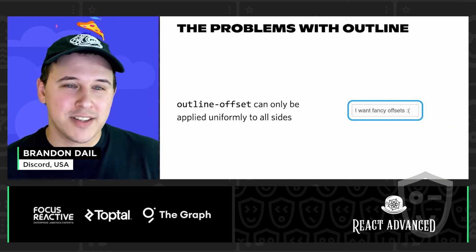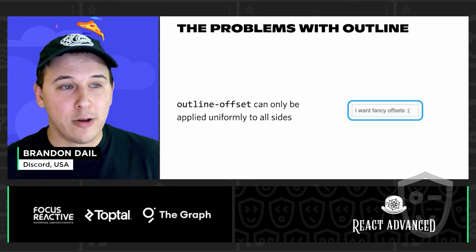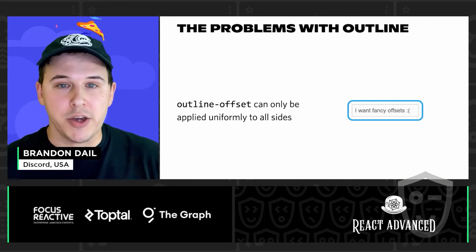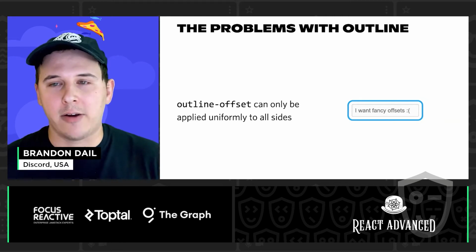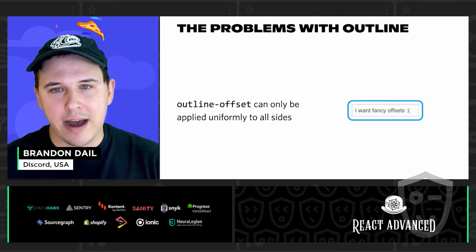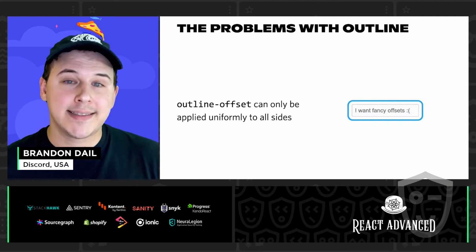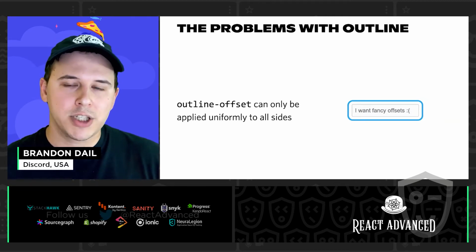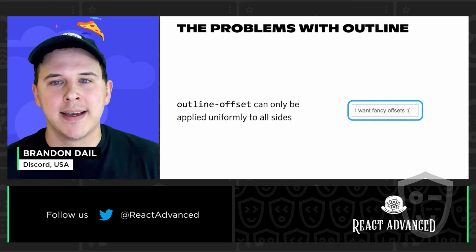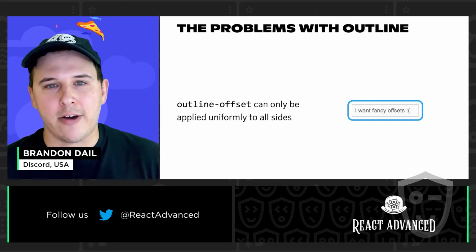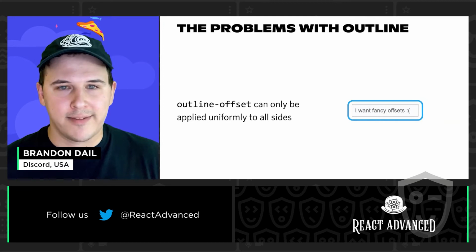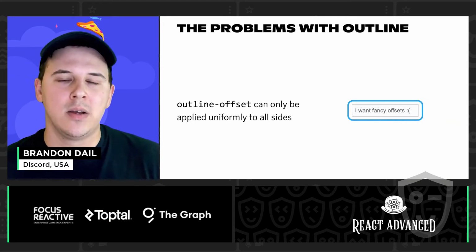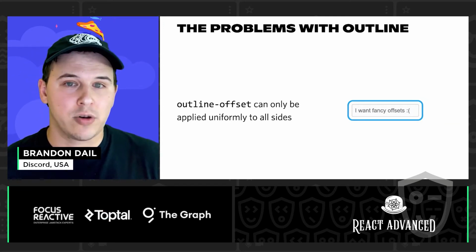And then this is a smaller, more annoying one, the outline offset property, which is what you can use to offset the outline from the target element, either outwards or inwards. It can only take a single value, so you can only apply it uniformly. So unlike margin and padding and border radius, it won't let you apply an outline that is different on any of the sides. And we had a couple cases where we would want a more asymmetrical offset.